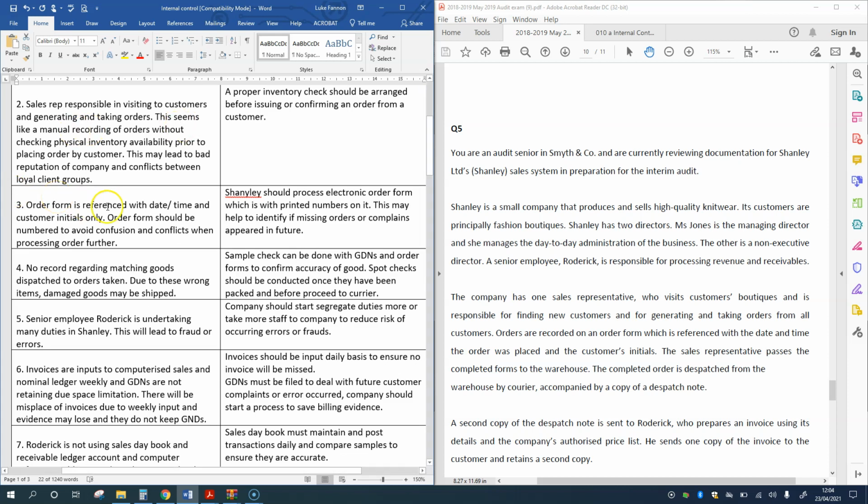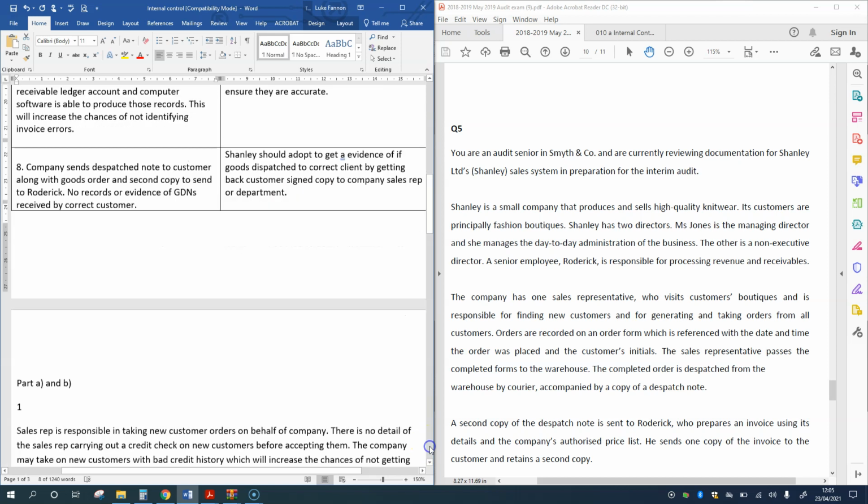Number 3, order form is referenced. Order form should be numbered, and to avoid confusion and conflicts. That's fairly good, but it could be better. Again, you're missing the important audit terms of completeness, of missing documents. That's the real thing. So instead of confusion and conflicts, that's fine. But the key thing that we're looking at here is if they're not numbered, there could be missing order forms. The auditor, external auditor, and management in Shanley won't be able to check completeness. And then I would say printed numbers, sequential. You need to say sequential numbering. So they're the areas I would recommend here.